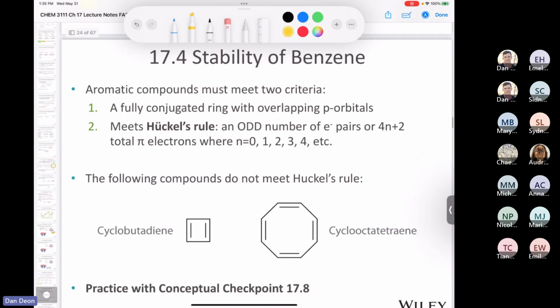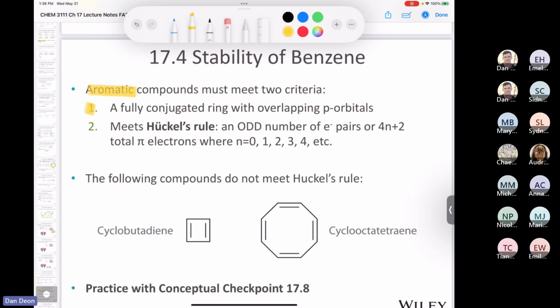All right, let's get into it here. In order for a compound to be aromatic, aromatic compounds have to meet two criteria, and you're going to have to think about this very hard to figure it out in all the different cases. Number one is you've got to have a fully conjugated ring with overlapping p orbitals. It doesn't have to be a six-membered ring. It could be a five-membered ring, a three-membered ring, a seven-membered ring. That's not important. You've just got to have a p orbital on every atom in the ring, because you've got to have all those p orbitals overlapping in a ring somehow.